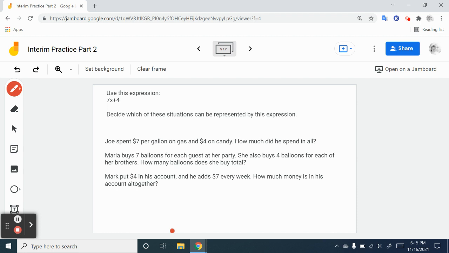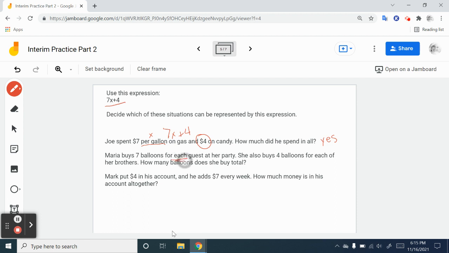So I have 7x plus 4. So let's look at this first one. I have Joe spent $7 per gallon on gas. Well, per gallon means I'm multiplying. So 7 times the number of gallons on gas, and then $4 on candy. So it just looks like $4 on candy no matter how much he spends on gas. So how much did he spend in all? So that would be 7 times the number of gallons plus the $4 on candy. So that first one, yes, that one works. All right, the second one says Maria buys 7 balloons for each guest.